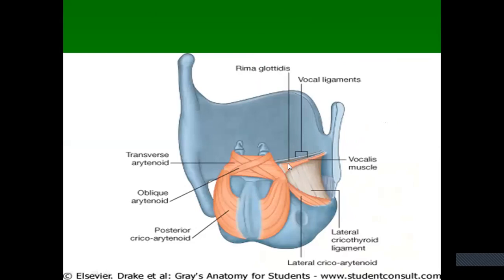So if you see the attachments of the muscles over here, the transverse arytenoid, oblique arytenoid, and posterior cricoarytenoid. These are the muscles attached to the arytenoid cartilages.